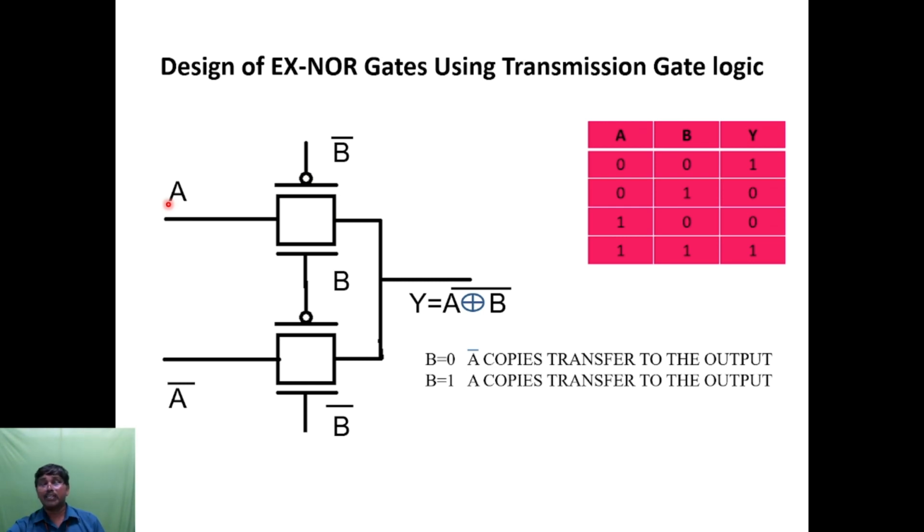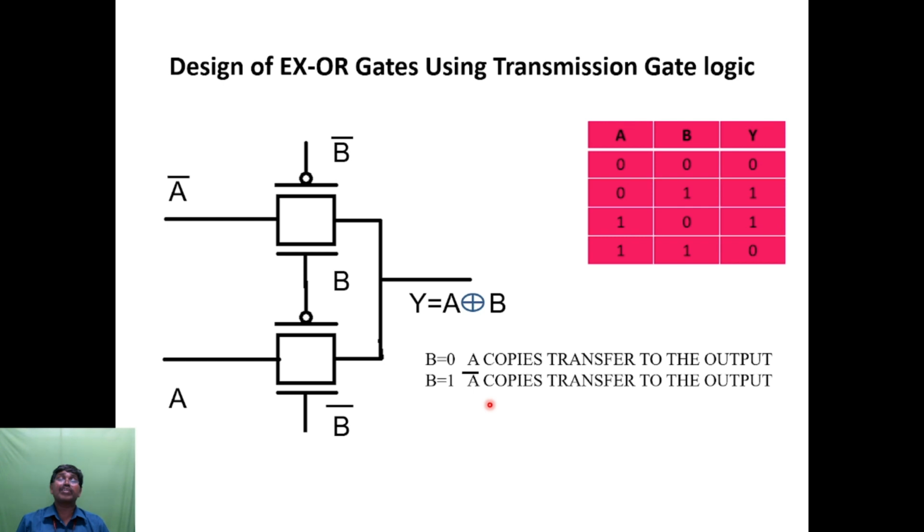That is why here I am mentioning when B is equal to 0, A copies and transfers to the output. When B is equal to 1, A copies and transfers to the output. So this is about the XNOR gate by using a transmission gate. Next, design of XOR gate using a transmission gate logic.